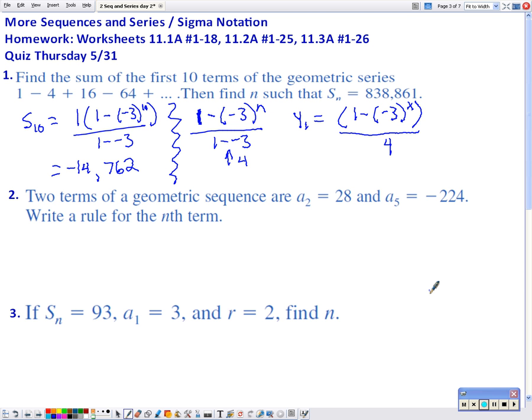Okay, once you have that into your calculator, go and look at your table and scroll down until you see 838,861. Now I want you to realize that I've done this problem completely wrong, which some of you are probably going, Ms. Strauss, what's wrong with you today?